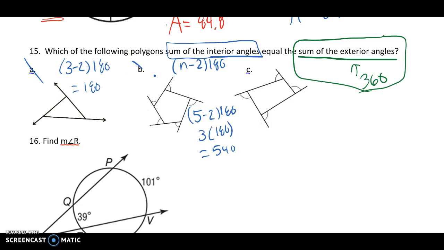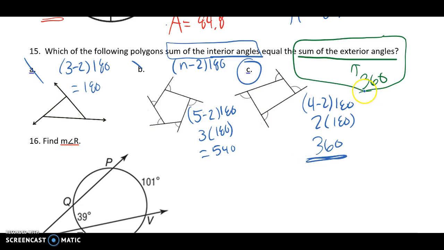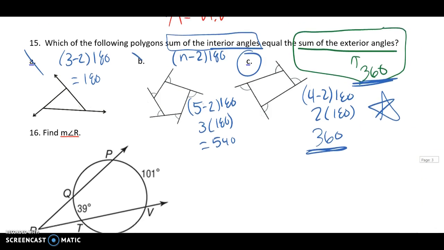Okay, when we look at our last guy, he's a quadrilateral, a four-sided figure, right? So it'll be 4 minus 2 times 180, 2 times 180, and this will be equal to 360. So C is indeed our guy. Okay, so a quadrilateral, a four-sided figure, is the only time that the sum of the interior angles and the sum of the exterior angles is equal. Okay, very important. Alright, so keep on moving.